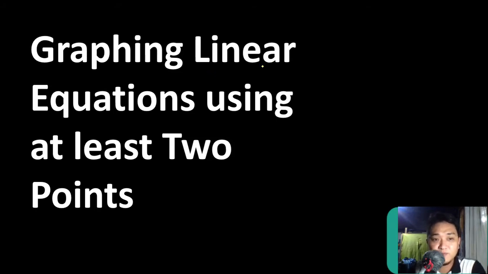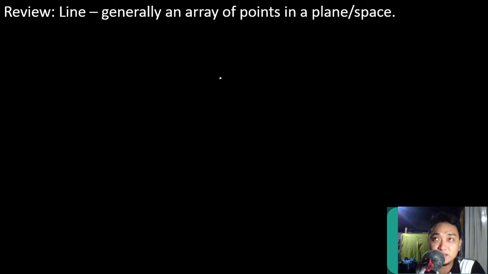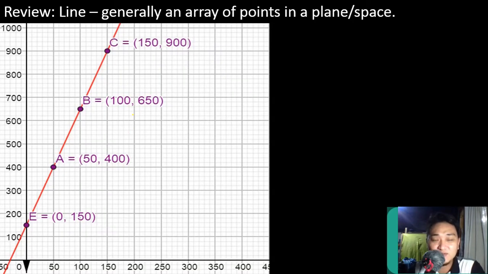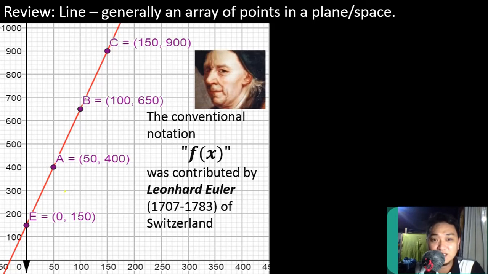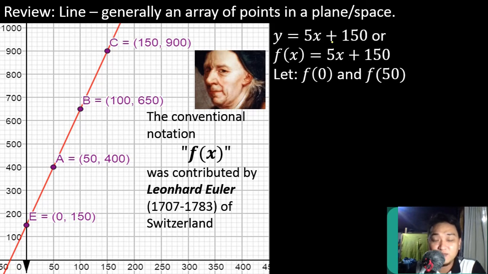So first, we are going to graph linear equation using at least 2 points. So paano po ginagawa yun? Let us try to recall our previous example, our egg problem, or yung problem natin about dun sa nagbebenta ng itlog, nag-wholesale ng itlog. So if you could notice the graph. Ito po yung graph na nabuo natin by using this equation. Y is equivalent to 5x plus 150.